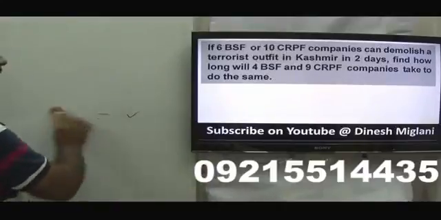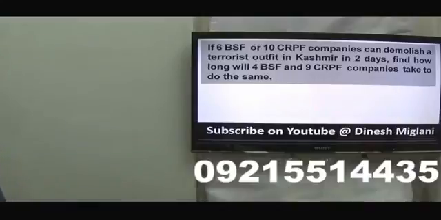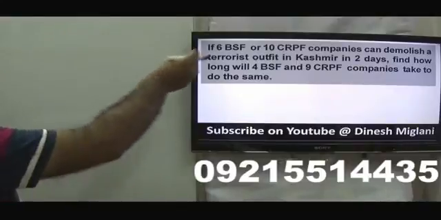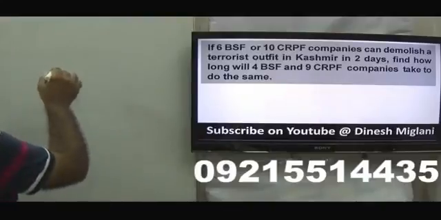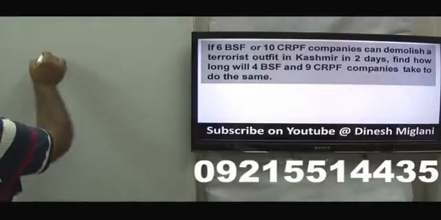Let us take the second problem here. 6 BSF or 10 CRPF companies can demolish a terrorist outfit in Kashmir in 2 days. Find how long 4 BSF and 9 CRPF companies will take to do the same. 6 BSF means 6 men or 10 women, they can do the work in 2 days. So one can do the work in 12 days.